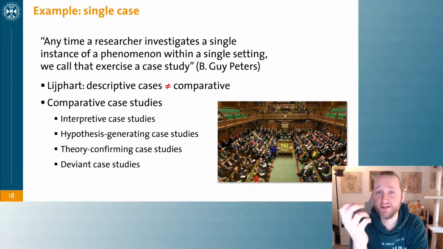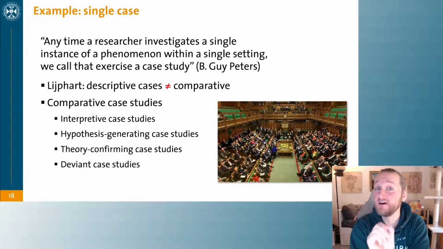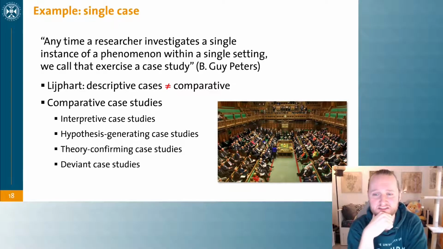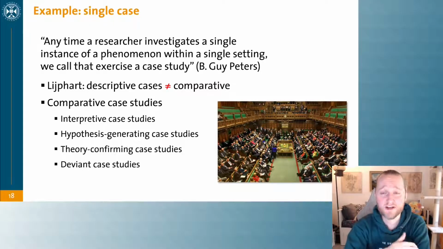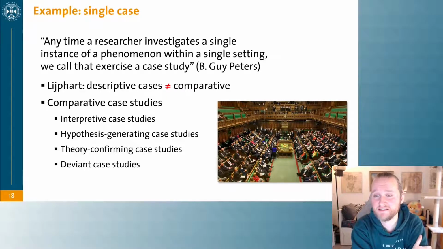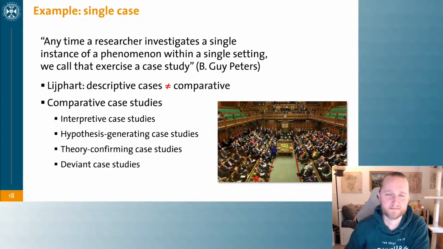Maybe you also found in a larger N study an individual case that really stuck out and, for example, doesn't really confirm your theory. And then that's what's called a deviant case study. So you've compared 100 countries, one of them is a major outlier on the variables that you're looking at, and then maybe that merits a single case study because you came at it with a comparative mindset.